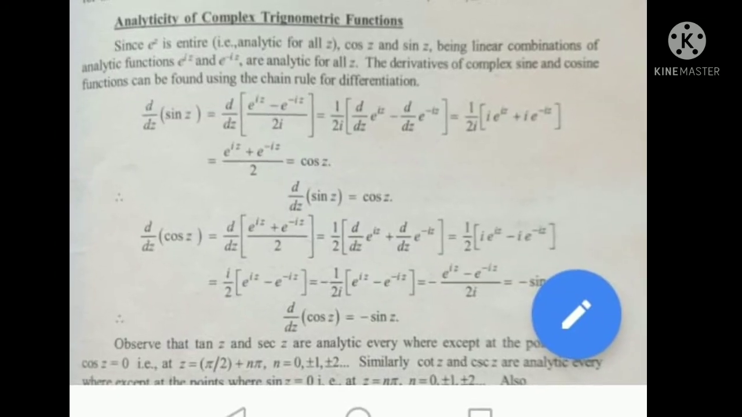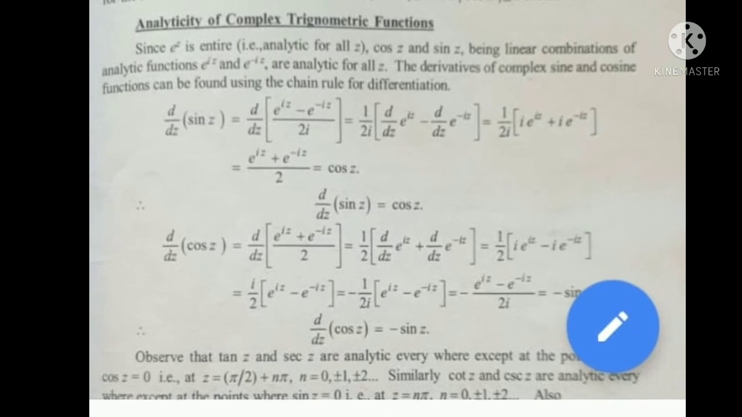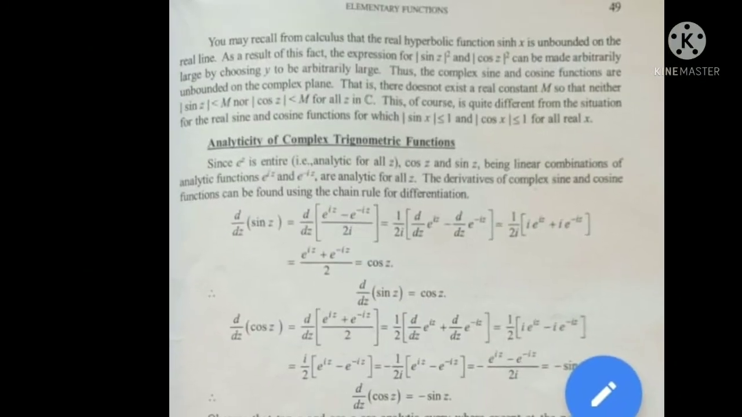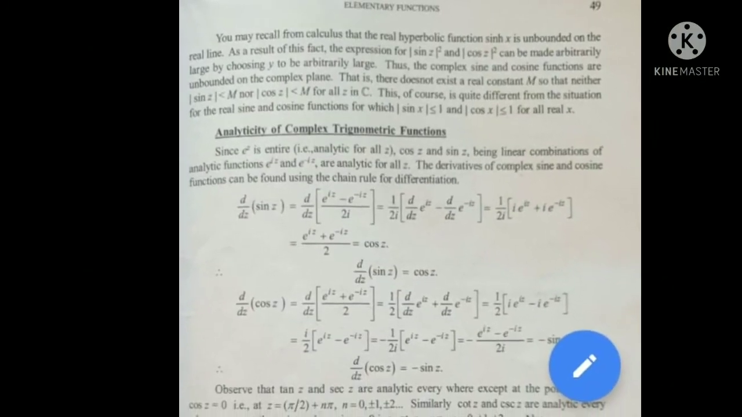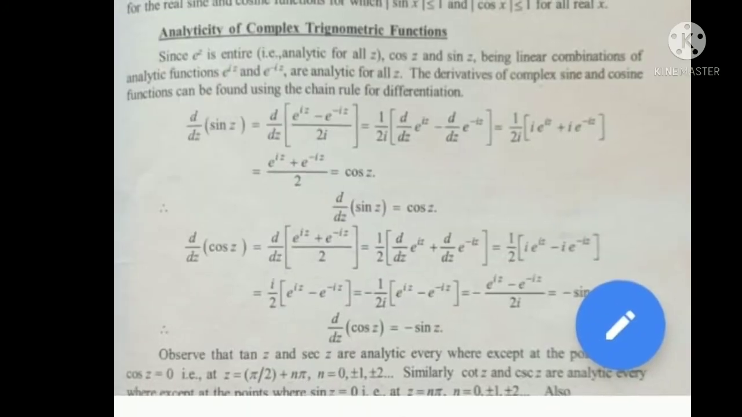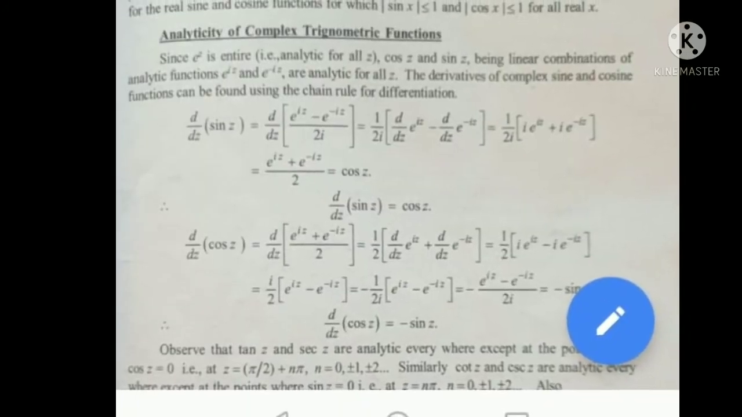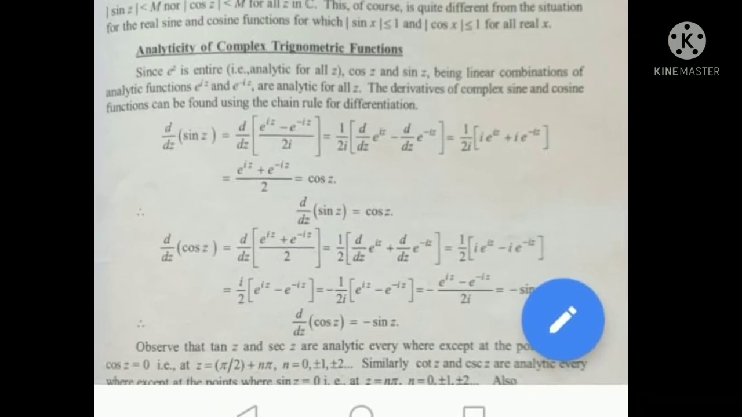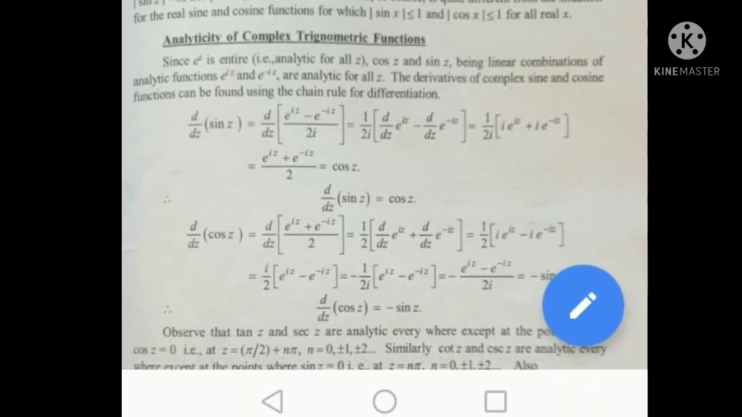Taking 1 by 2i outside, that is equal to 1 by 2i into d by dz of e raised to iz minus e raised to minus iz, which is equal to 1 by 2i into i e raised to iz plus i e raised to minus iz. So that is equal to e raised to iz plus e raised to minus iz divided by 2, which is equal to cos z. So we prove that d by dz of sin z equals cos z.